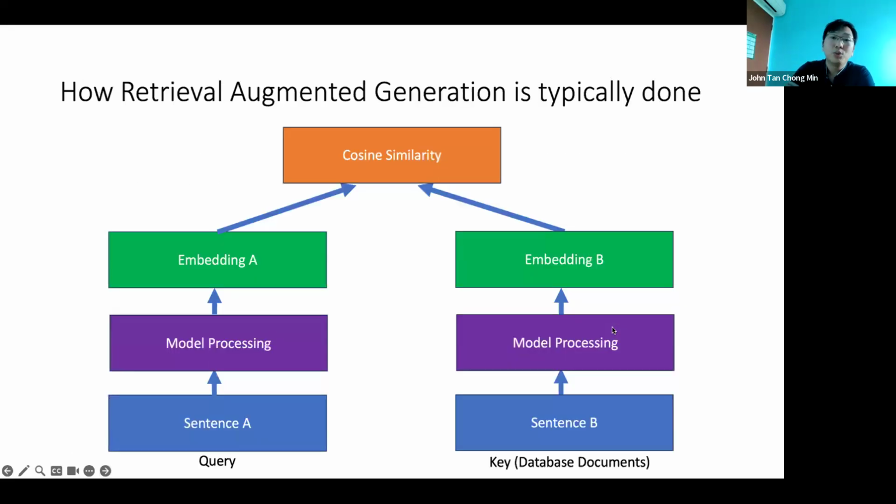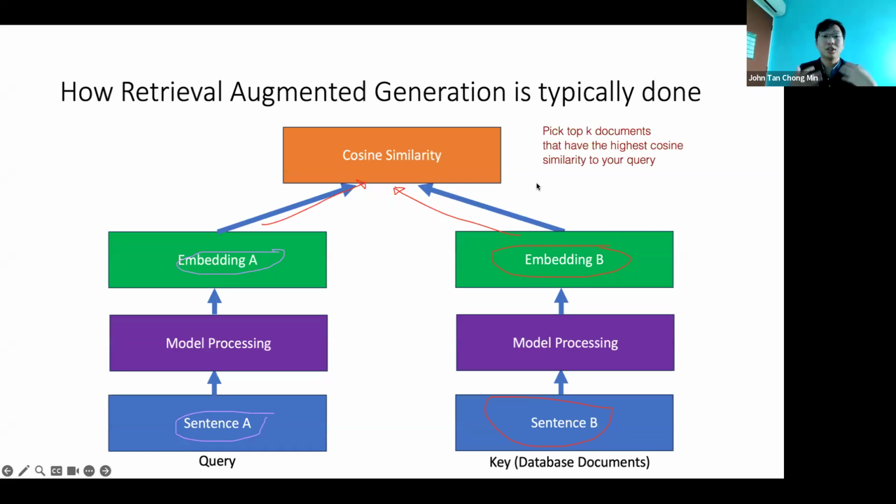All right, so this is how retrieval augmented generation is typically done. We'll encode a sentence into an embedding space using an embedding model, for example the OpenAI text ADA embeddings. Then we take another sentence and embed it into another embedding. Then we do a cosine similarity to see whether the embeddings are the same. The more similar they are, the higher the cosine similarity score. In the end, we pick the top K documents that have the highest cosine similarity to your query. So this is how it's normally done.